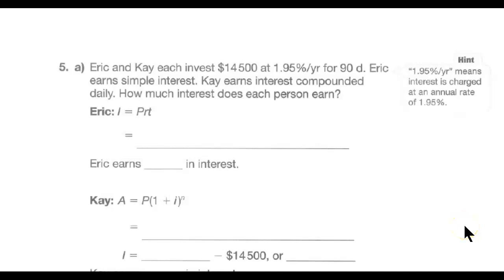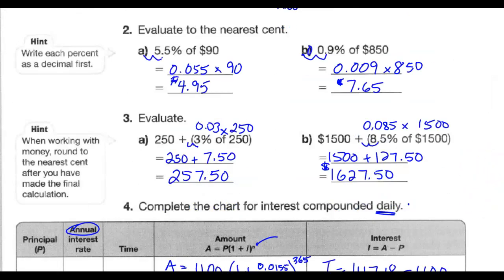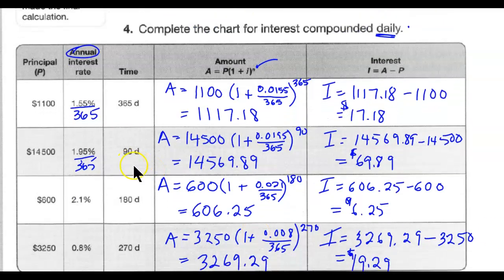Okay, this one says Eric and Kay each invest $14,500 at 1.9% per year for 90 days. Eric earns simple interest, Kay earns interest compounded daily. How much interest does each person earn? Okay, so Kay, first of all, you might recognize this from the previous page. And that is this one here, 1.95% per year for 90 days.